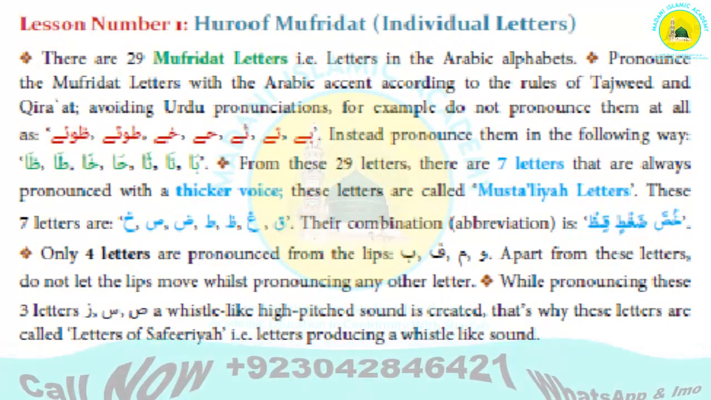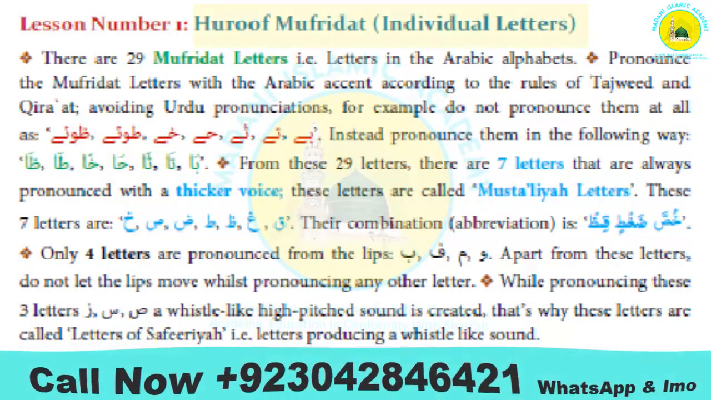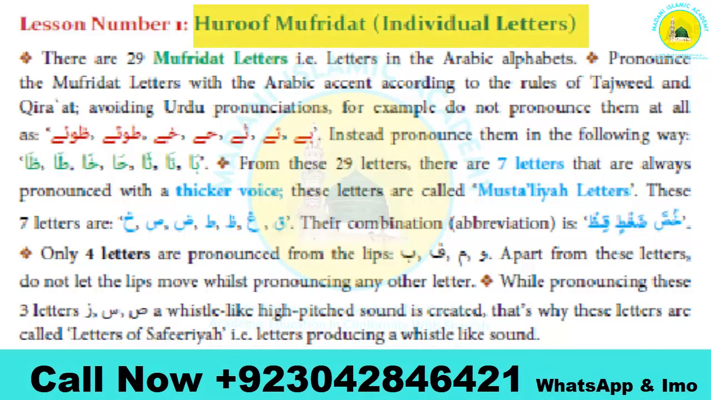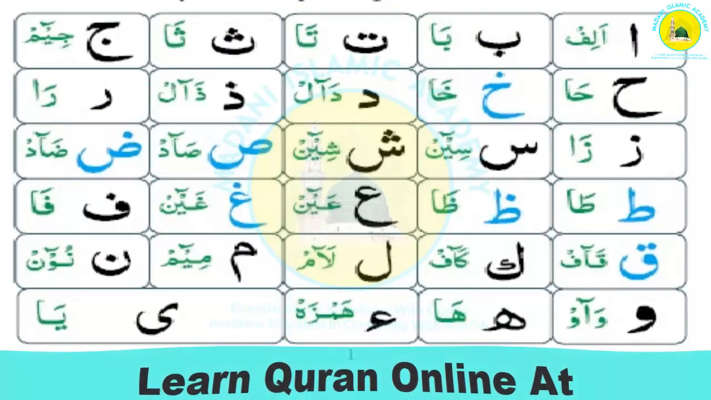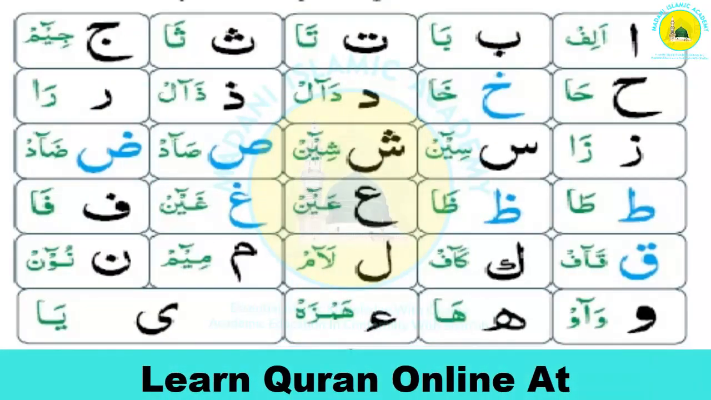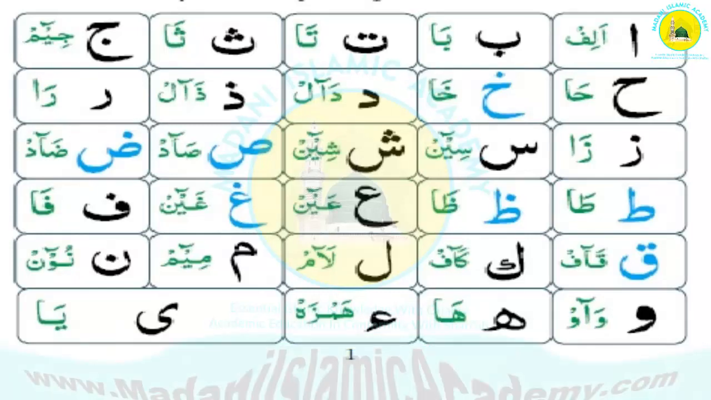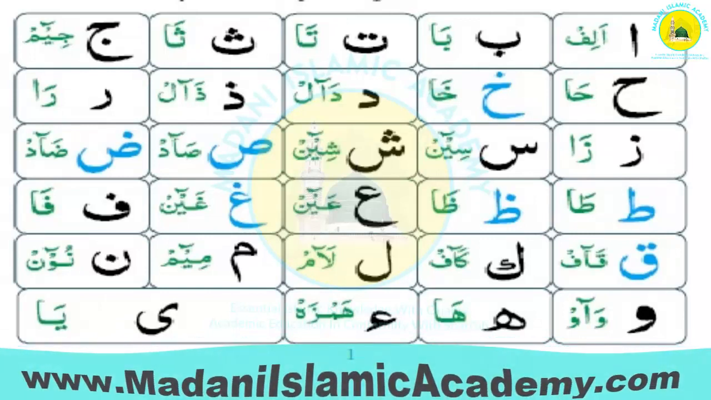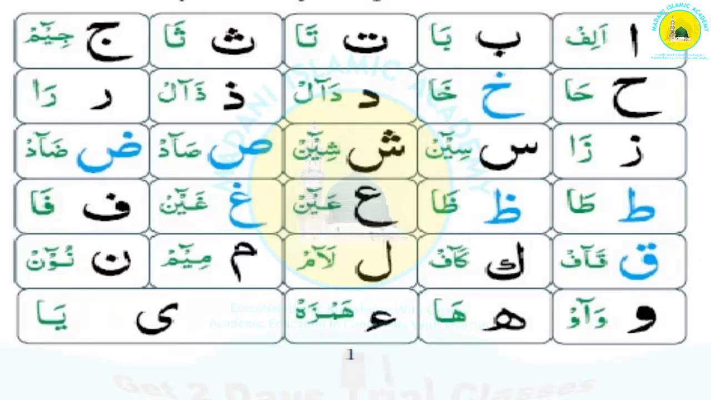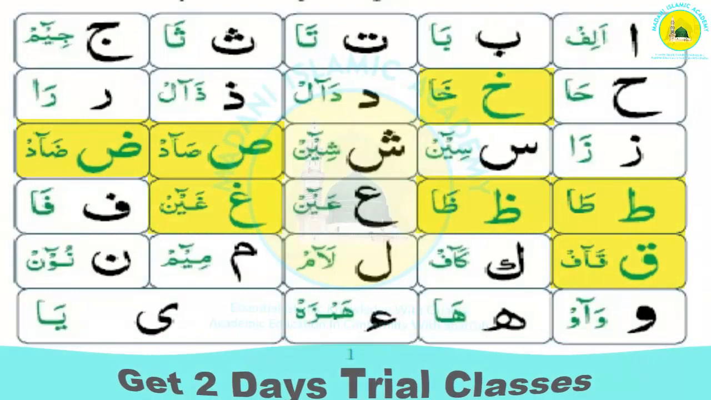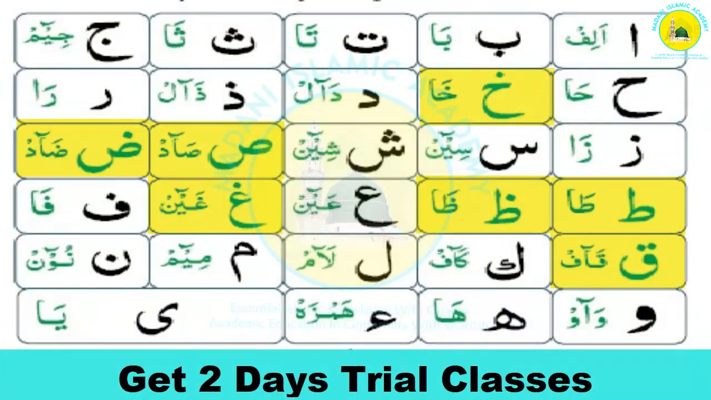Now, mufridat comes from mufrid, which means singular. So there are 29 singular letters in the Arabic language, from alif to ya. Seven of them, I don't know if you can see the cursor, inshallah, are letters that we read with a thick tone. When you read these 7 letters, they are called huruf musta'liya.